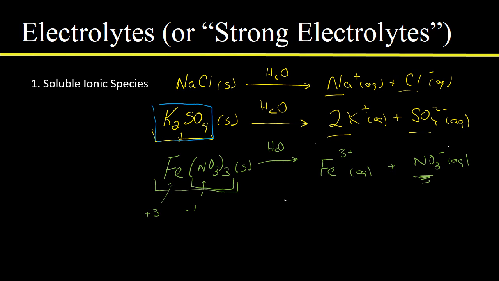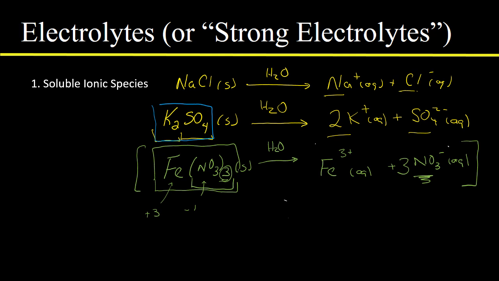Okay? And each iron nitrate species contains 1 iron and 3 nitrates. So when it breaks apart, it's going to give you 1 iron and 3 nitrates. I doodled over this a little bit, but I hope you can see the reaction there. Iron nitrate, solid, dissolving in water to form 1 iron 3+ ion and 3 nitrate ions. Okay.